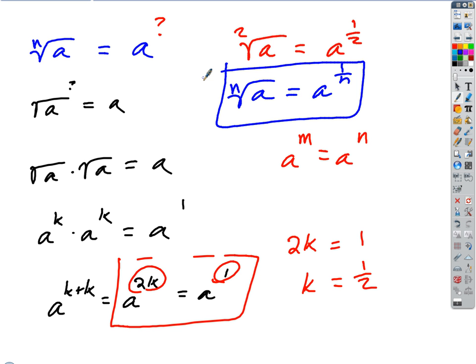Can we do, after all this, an equation with the square root of n? Yeah, absolutely. Well, let's do one right now. So does k always equal 1/2? Well, no, we just solved for it in that one case.